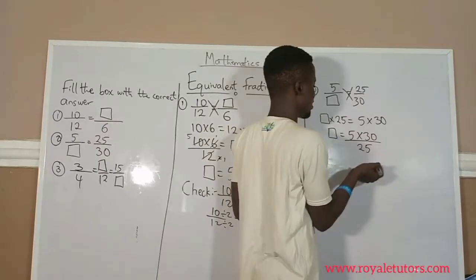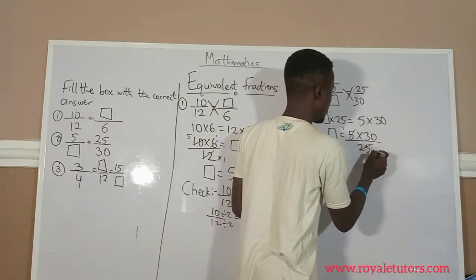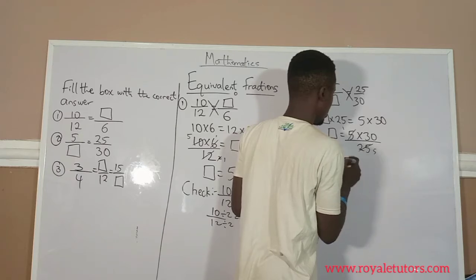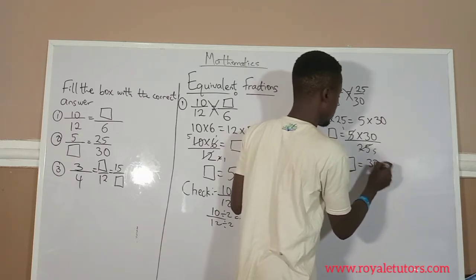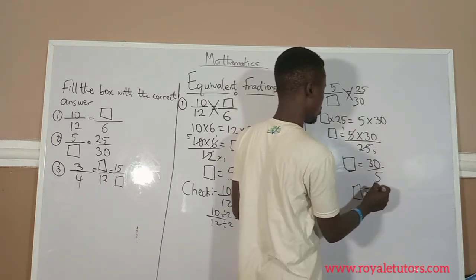Okay, so you can decide to cancel this time. 5 here is 1, 5 here is 5. So you have box is equal to 30 over 5. So if you do 30 over 5, you have your box is equal to 6.